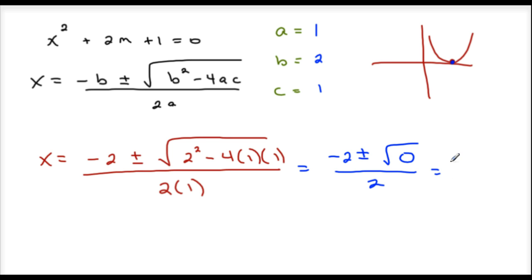All right, so this becomes -2 plus 0, that goes away. -2 over 2. And -2 over 2 is -1. So x equals -1. So your root is at -1. So this graph actually should be here at -1. Okay, so your discriminant is equal to 0, one real root.